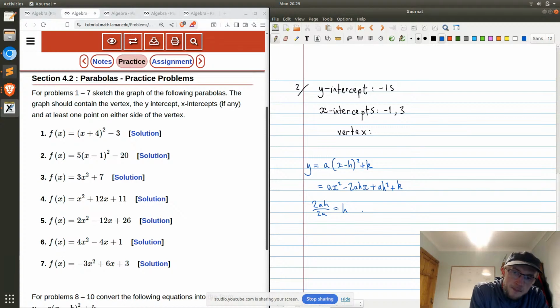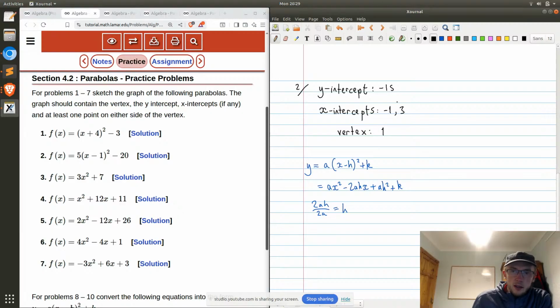And then what? Well, I guess it would just simply be HK still. So I guess that's correct. So vertex form is actually pretty darn good.